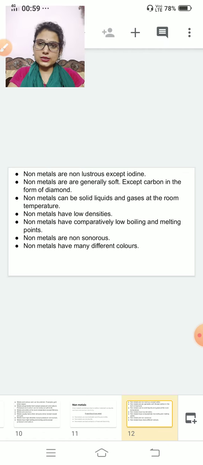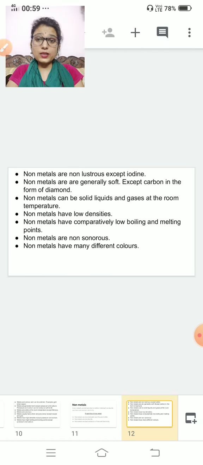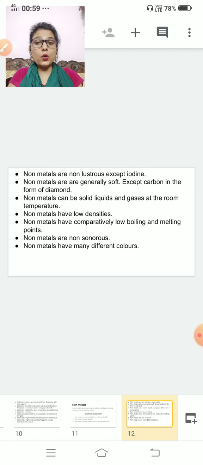Non-metals have low density because the bond between them is weak. If the bond is weak, density is also low. Non-metals have comparatively low boiling and melting points. Non-metals are non-sonorous. They will not make sound. And they have different colors.